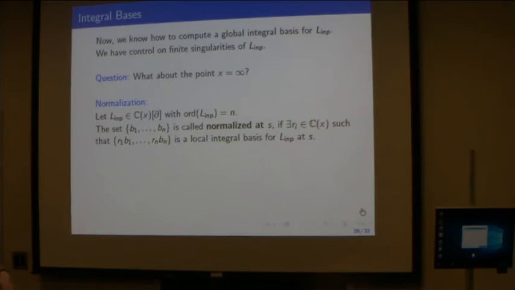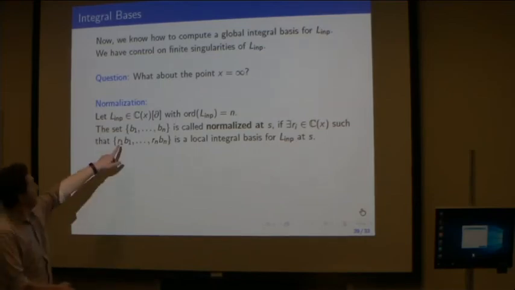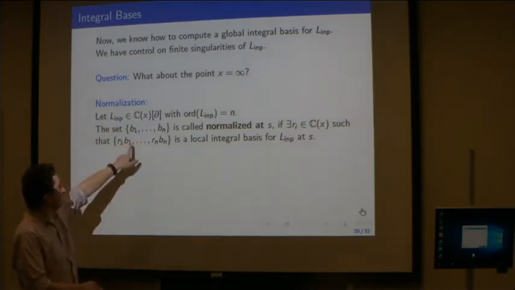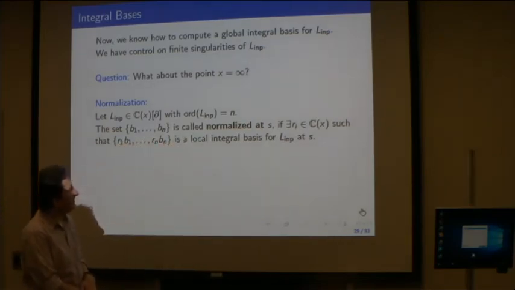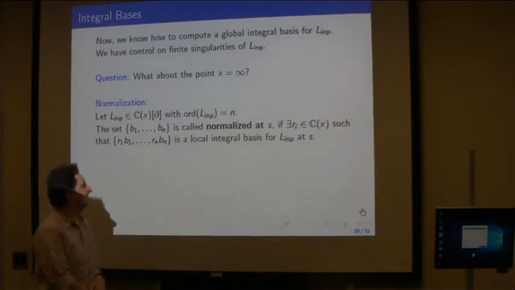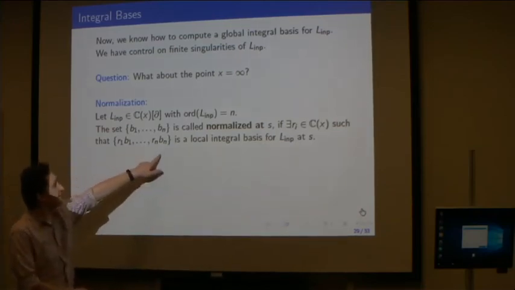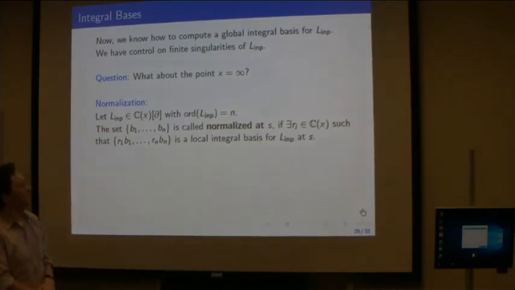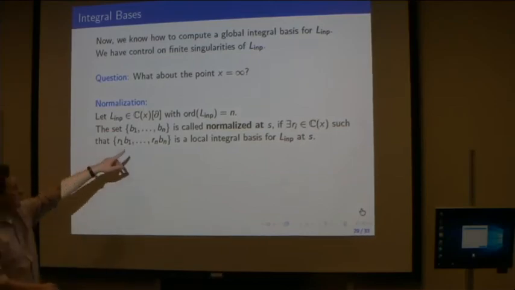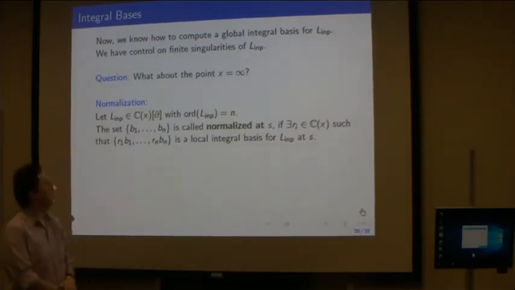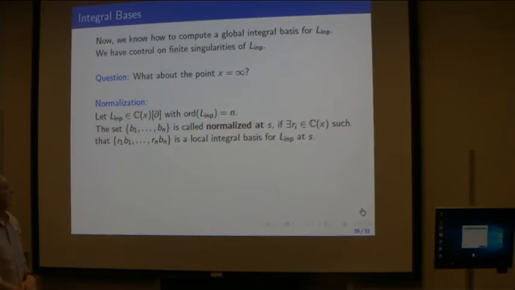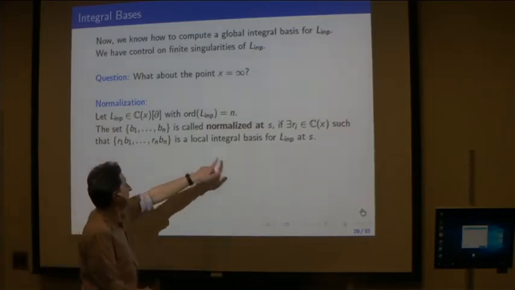So let me define this. Let's say we have this set. We will call this set normalized if there exist functions here such that after this scaling, it is a local integral basis at that point. So this set is normalized at S if we can find functions like this. Then here it is a local integral basis.